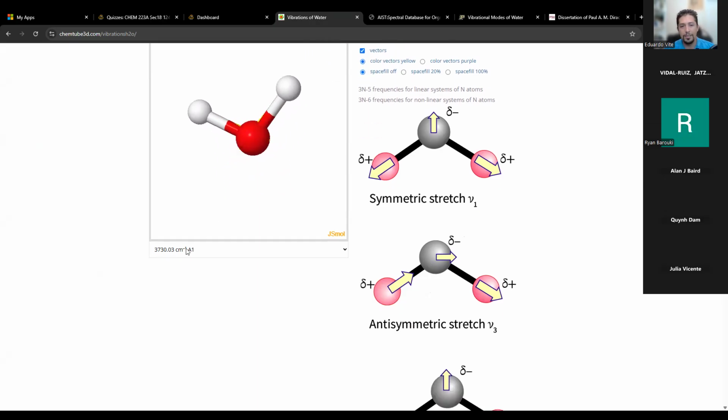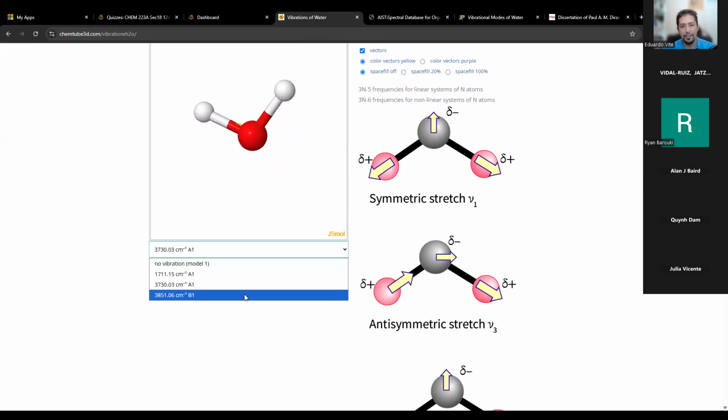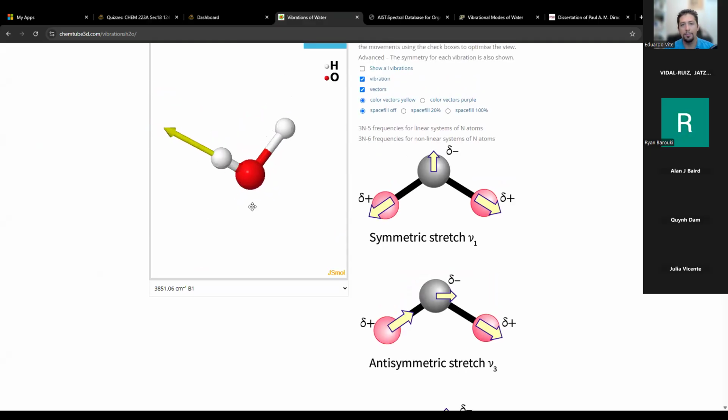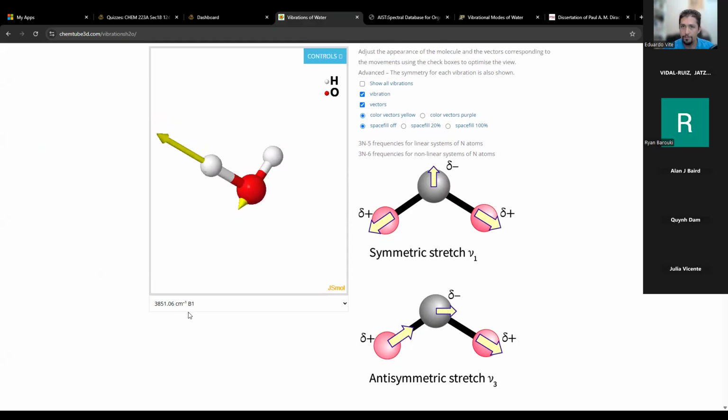All right, so this one happens at 3730. Let's look at the highest energy one. There it is, the asymmetric stretch. And again, you'll notice both of the dipoles are pointing in one direction, so they do add up and form a larger dipole. And that's why this one is also apparent in IR. It is asymmetric. It is polar. Oxygen and hydrogen form a polar bond. So this is a very strong energy vibration. That's why you find it at 3851 wave numbers.